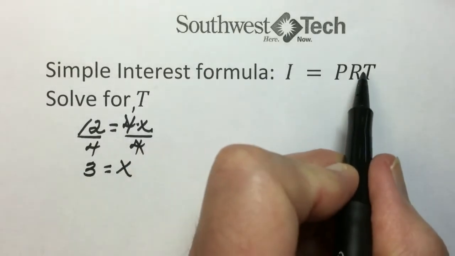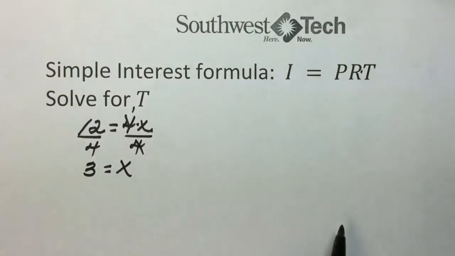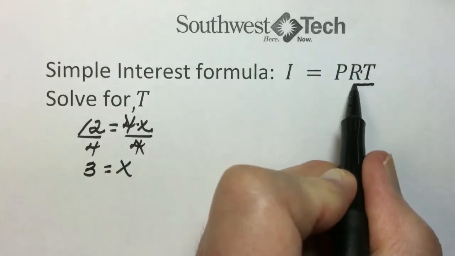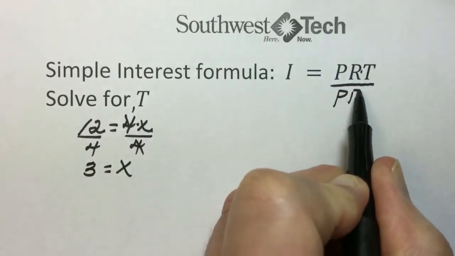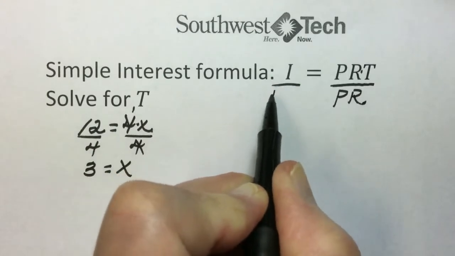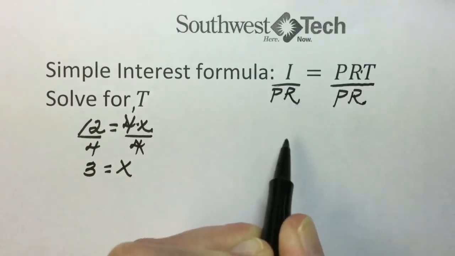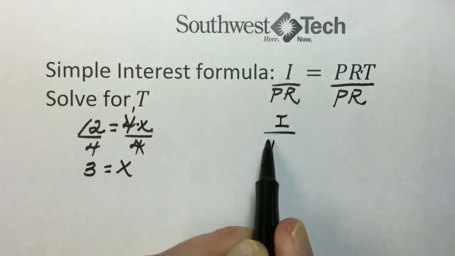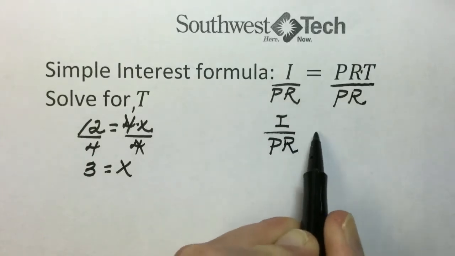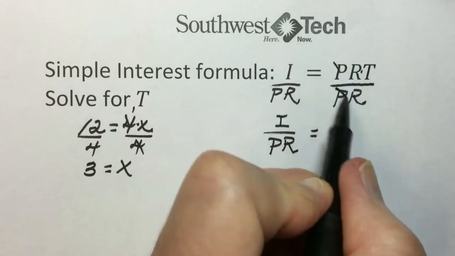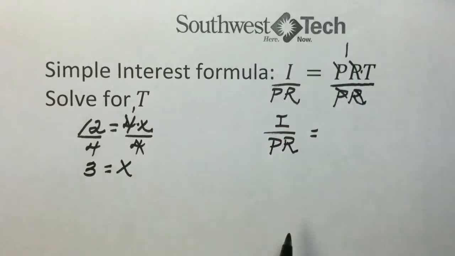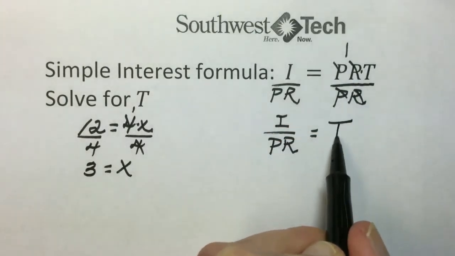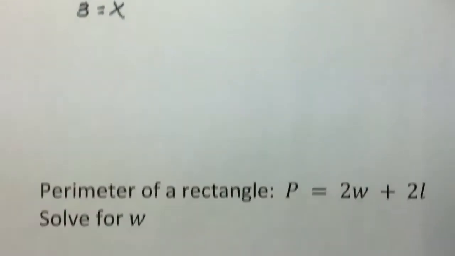What's happening to t? It's being multiplied by. To undo multiplication, divide by that quantity. To maintain equality, we'll divide both sides. Because these are variables and we don't know the value, we'll leave them as is. Canceling out common factors leaves us with 1 times t, and t is our solution.